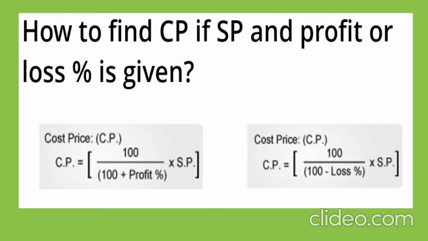Here, let us also learn how to find cost price if selling price and profit or loss percentage is given. Well, cost price is equal to 100 upon 100 plus profit percentage into selling price. Also, cost price is equal to 100 upon 100 minus loss percentage into selling price.